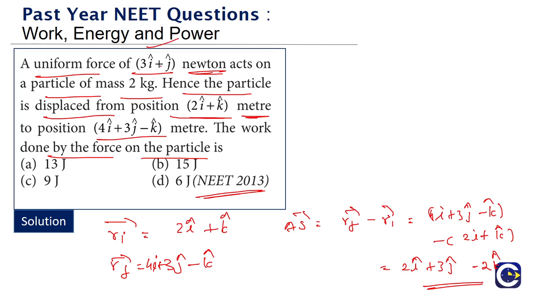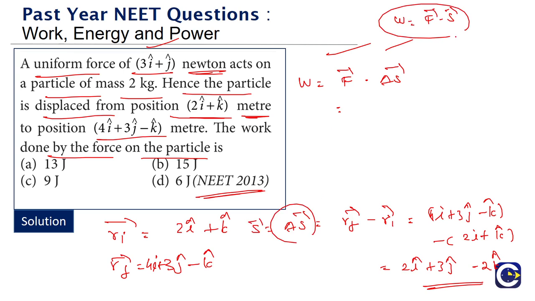The force is there, it's a uniform force. We need to find the work done by the force, right? For a constant force, work is the dot product between the force vector and the displacement vector. Here we are representing the displacement as delta s. We can even represent it as S bar, because generally for a constant force we represent the formula as W equals F dot S. We can even represent it with delta S. That's not a problem.